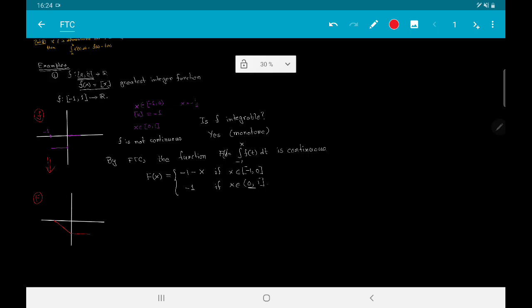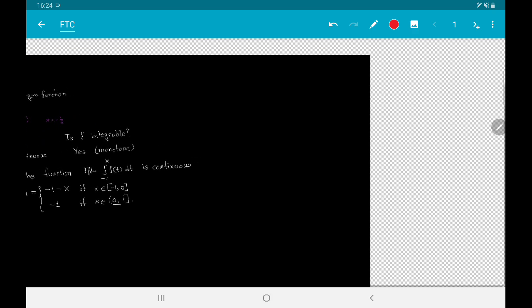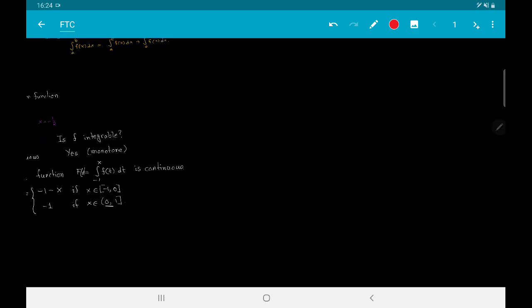But this function was not continuous, as I have mentioned. Let me work with another example by taking a function which is actually continuous. So let me do another example, call it example 2. Let me take this function f from [-1, 1] to R, given by f(x) equal to modulus of x.